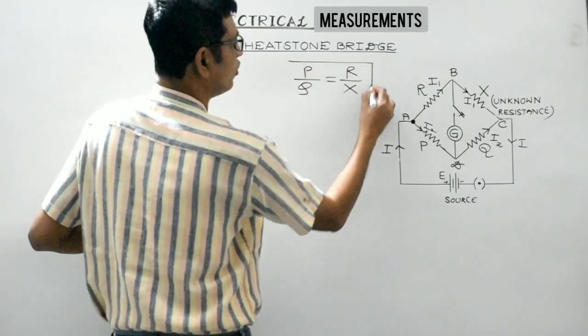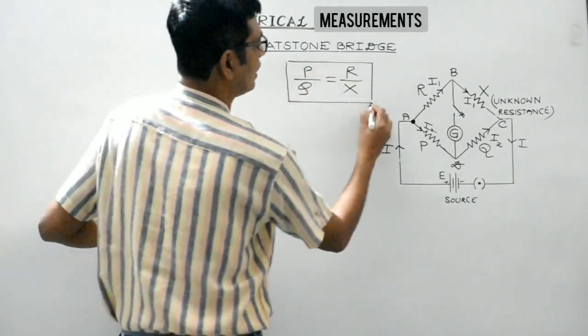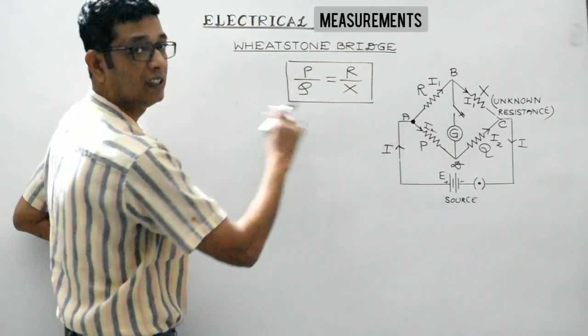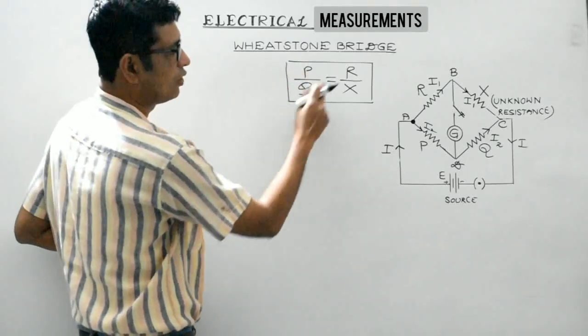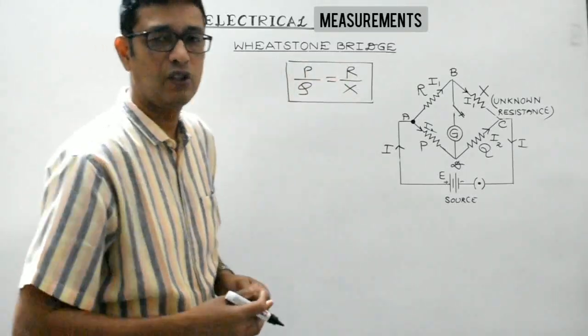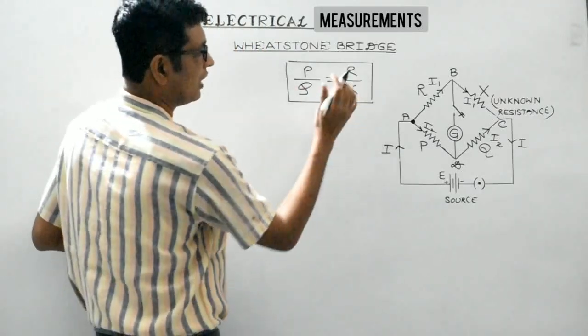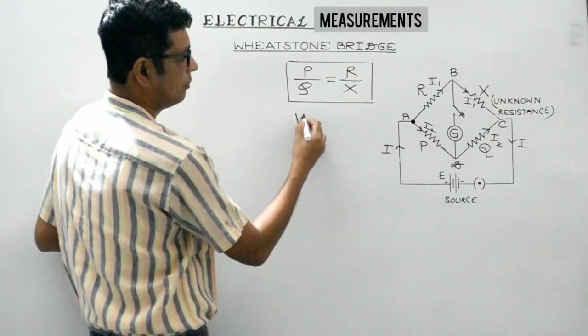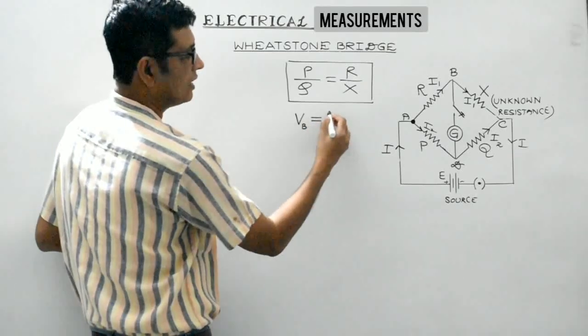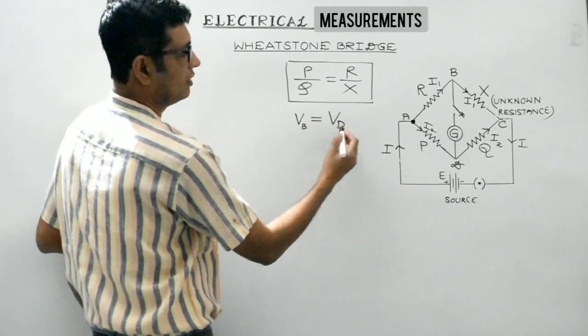This is what we are going to mathematically verify. This is the balanced condition. So P by Q is equal to R by X. P and Q are generally known as the ratio arms, right? And this is valid only when point B is at the same potential as that of point D.